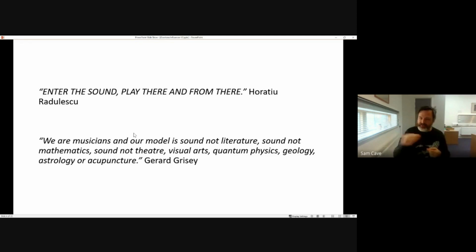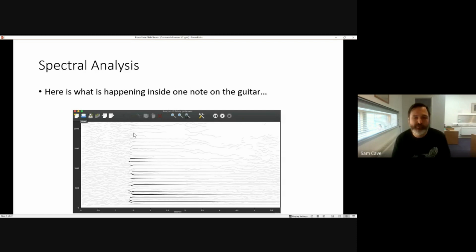But a thread that runs through all of this is this fascination with the stuff of timbre and the stuff of sound, and what is possible coloristically by considering the inner life of pitches. What I mean by the inner life of pitch is demonstrated in this diagram, which I created using a piece of software called Spear. This is a single note on the guitar. I just played a low E, and this is what's happening inside that note. I played one note, the lowest E string, and this is what the analyzer says is going on.